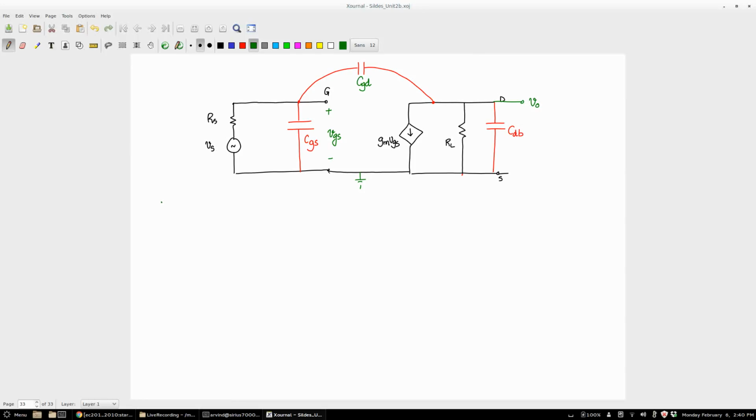And this is CGD. Okay, what are you interested in? What is your VGS? Again, VGS is the same, plus minus VGS, and your output is taken here. Okay, now what are you interested in? So you are interested in what your interest finally is? I want VO by VS, right?